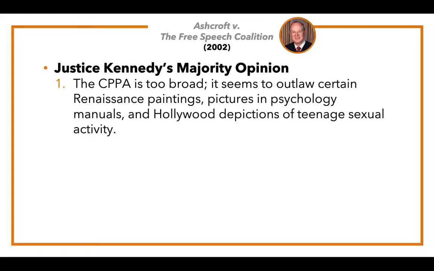In this case, he gave a few reasons for holding the views that he did. First, he said that this law is too broad. It seems to outlaw Renaissance paintings that would involve children engaged in sexual activity. It would seem to outlaw maybe pictures in psychology manuals, and it would outlaw Hollywood depictions of teenage sexual activity. He thought something like Romeo and Juliet might be outlawed by the CPPA.